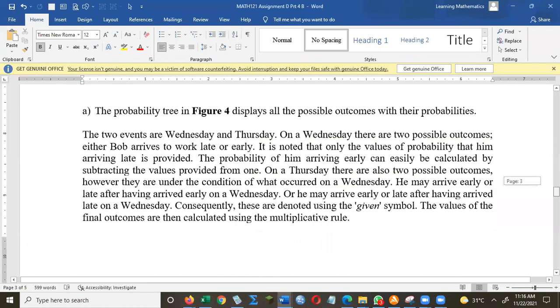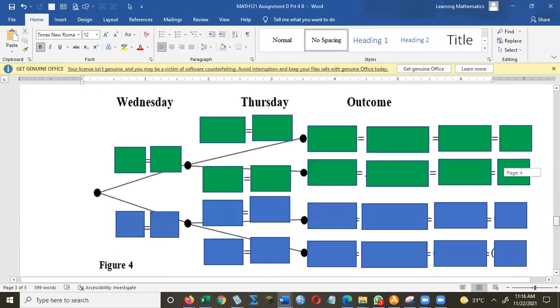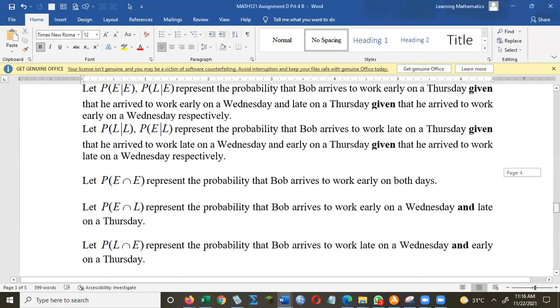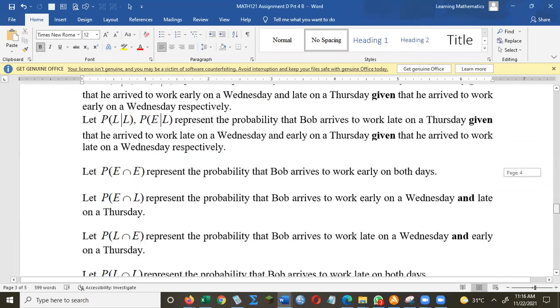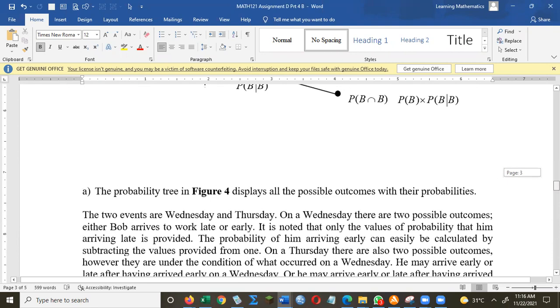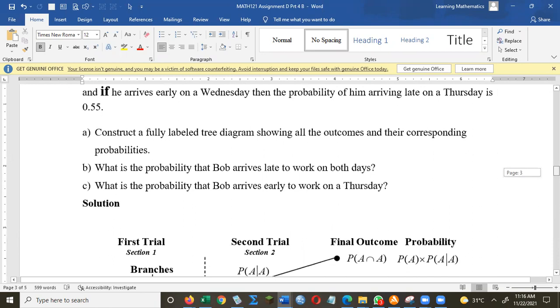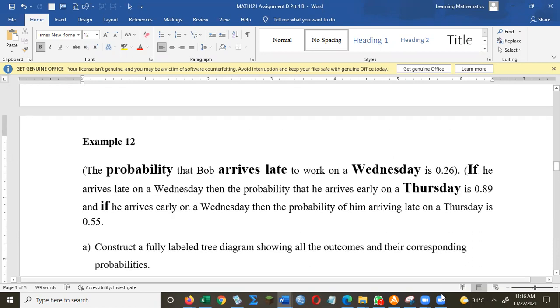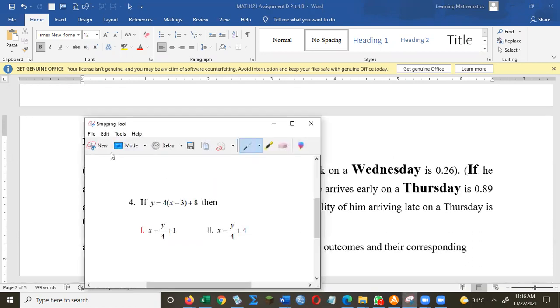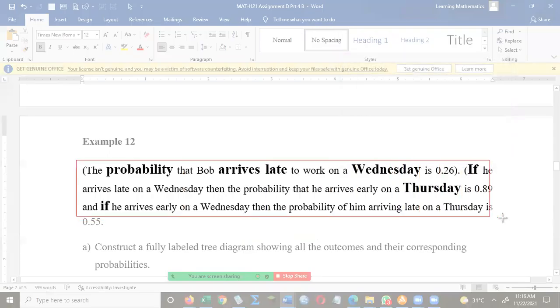Right, so part A now says to construct a fully labeled tree diagram to represent all the possible outcomes. Now, this was taken from the weekly notes number 10, and I think it's example 10.6. So check it out. It is done already, it is solved already. Okay, so we're just going to analyze it. I'm going to capture this.